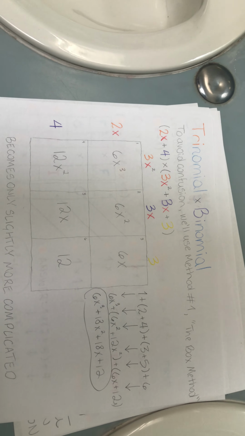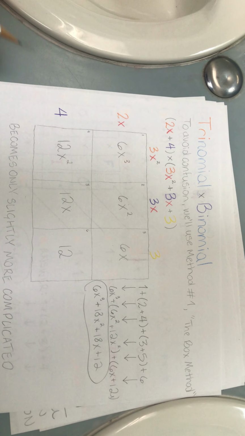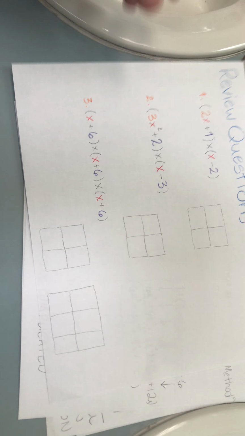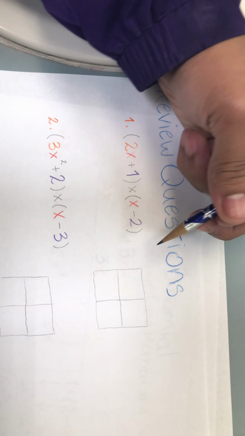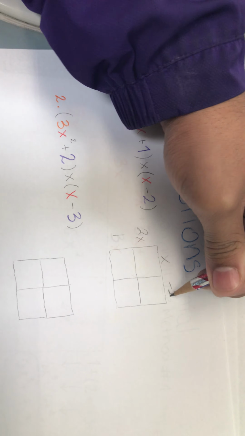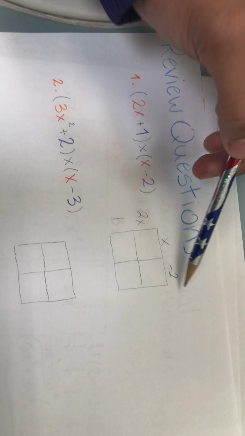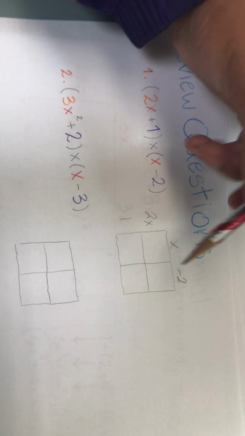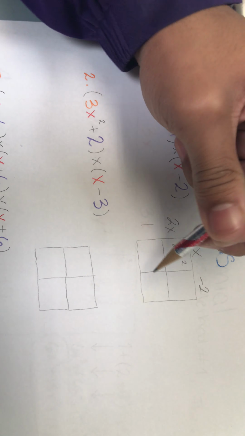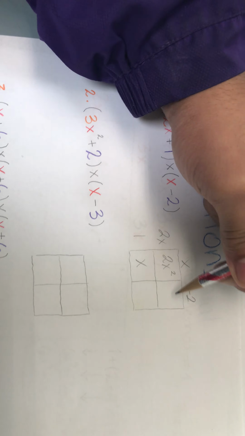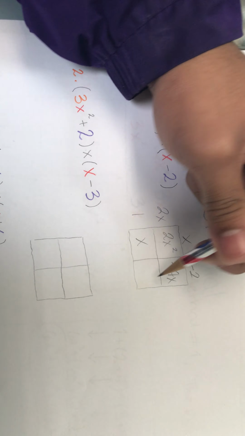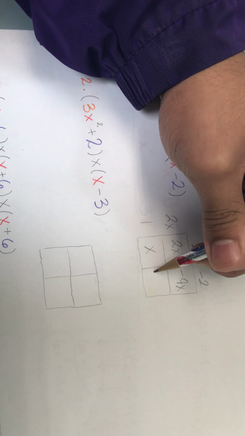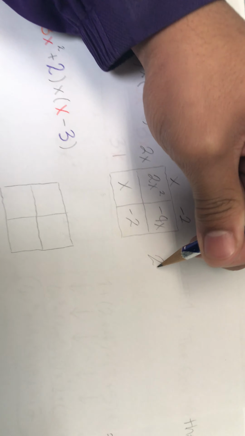Trinomials times binomials, you can use this for any kinds of polynomials. The box method works. And here are some final review questions that we're going to go over. We have 2x plus 1 times x minus 2. And let's put the 2x plus 1 down vertically and the x minus 2 over horizontally. You can notice that the negative 2 brings the negative sign with it, right? So we have 2x squared. We have x times 1 is x, and we have negative 4x because the negative 2 times 2x is negative 4x. And then we're going to multiply the regular numbers. That's negative 2. We're going to bring it to the side.